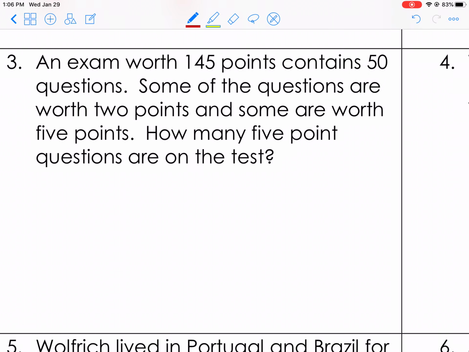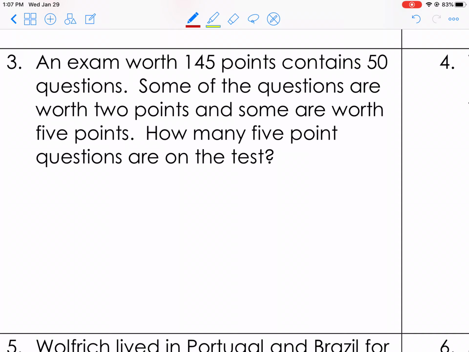Okay, again, pause, see what you can do on your own, and then take a look if you need help. An exam worth 145 points contains 50 questions. Some of the questions are worth 2 points, and some are worth 5 points. How many 5-point questions are on the test?